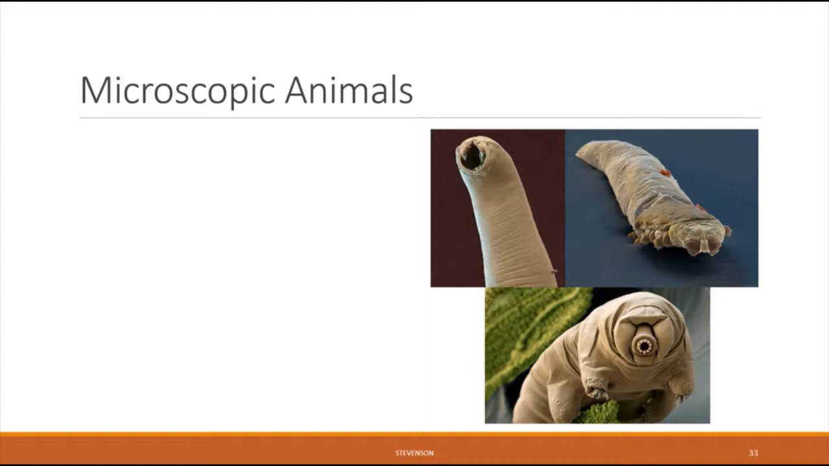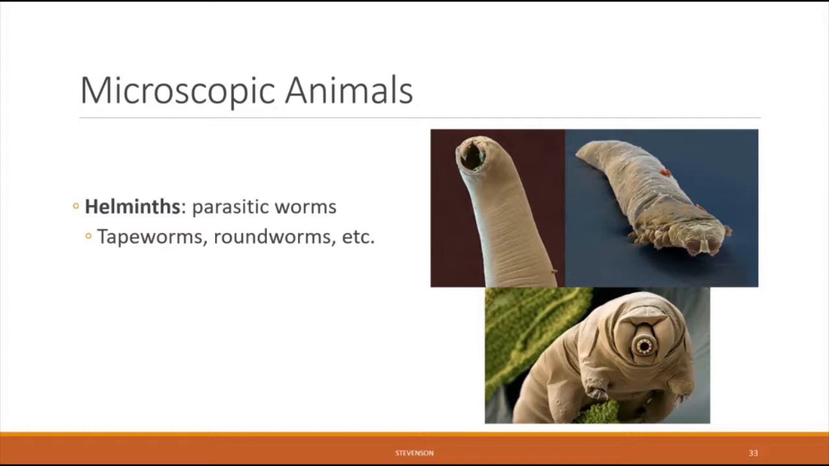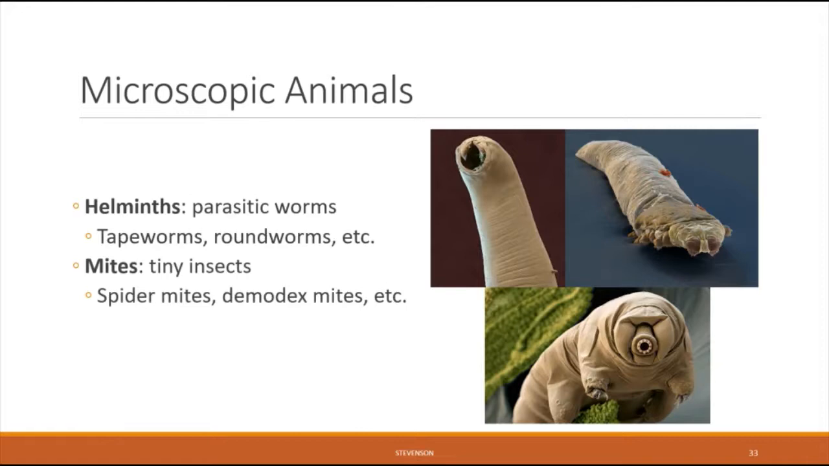First of all, there are the helminths. Helminths are parasitic worms. This includes things like tapeworms, roundworms. What you see on the slide right here is a microscopy image of the parasitic worm known as hookworm, which is transmitted through soil that is contaminated with feces, and it's capable of burrowing through your skin in order to infect you. Yes, stuff of nightmares.